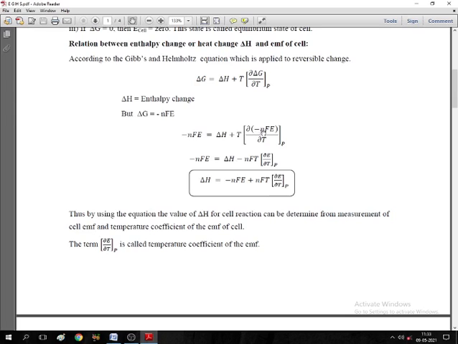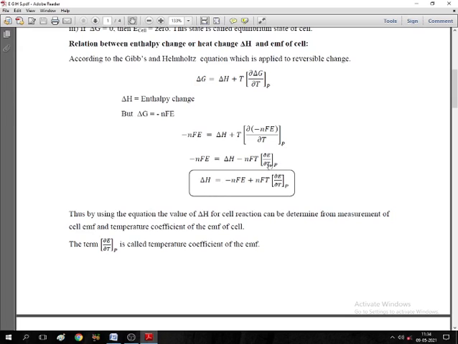Now take this minus n and f outside the bracket. Therefore minus nF, and what remains in the bracket is T dou E by dou T at constant pressure. Now we rearrange it for delta H because we have to derive the relation between enthalpy change and EMF of the cell. Therefore delta H is equal to, transfer this on the right side and multiply throughout by a negative sign, we will get this equation.